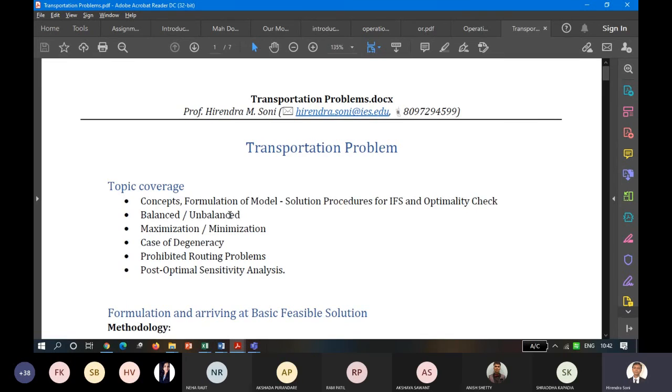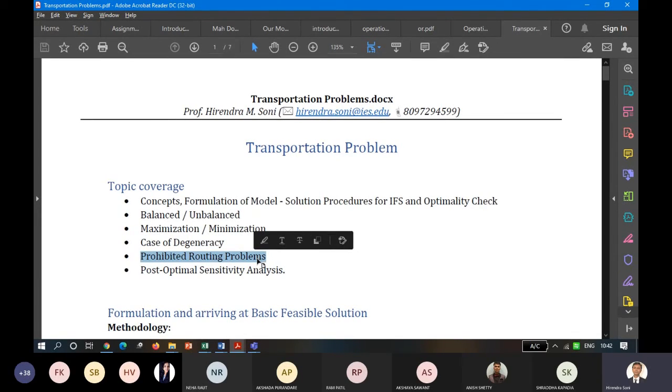of problems, maximization and minimization. There is a condition which we look at here in case of degeneracy. That means number of allocations can be less than m plus n minus 1, where m stands for number of rows, n stands for number of columns. Prohibited routes, routing problems. So even those kind of things would be seen.